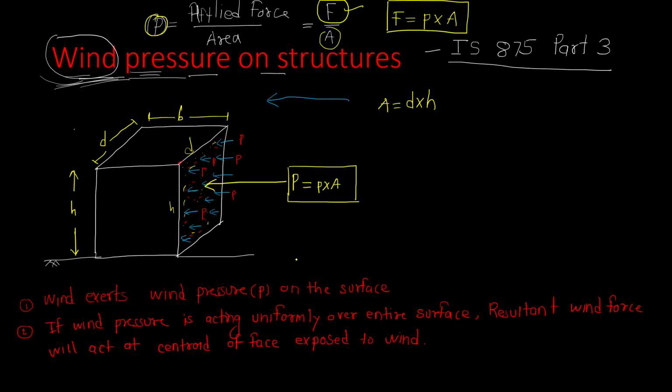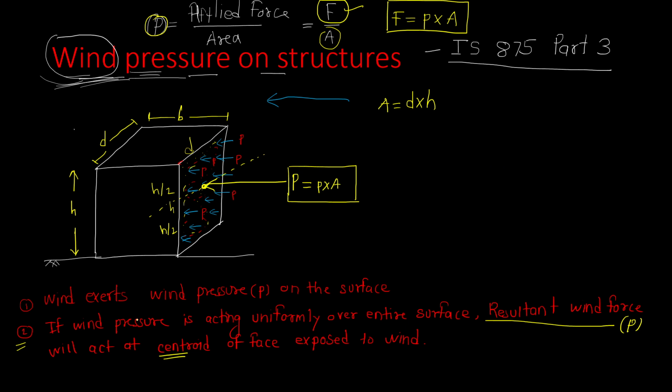Now according to point number 2, this resultant wind force, where it is acting, it is acting at centroid of the face exposed to wind. म्हणजे या फेसच्या सेंट्रॉइड वर ऍक्ट होत आहे, म्हणजे याची हाईट किती राहणार, h/2 राहणार. This also will be h/2. So we have got the height of the resultant force and also the value of resultant force.